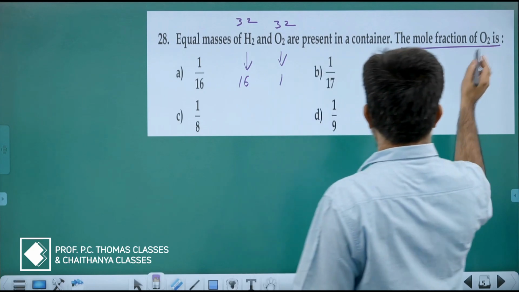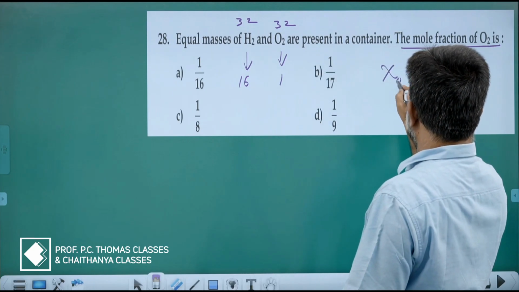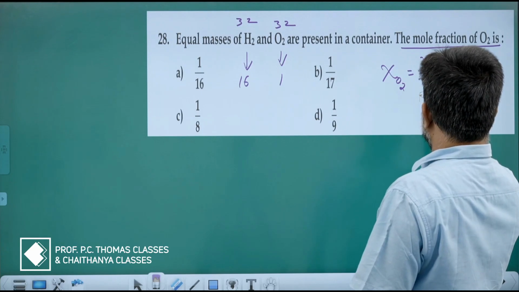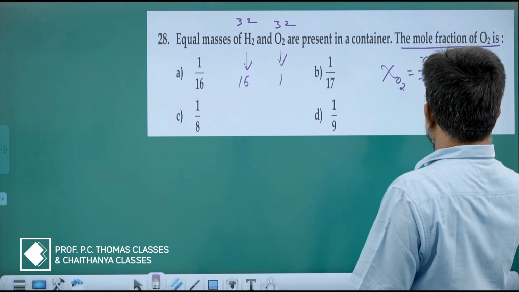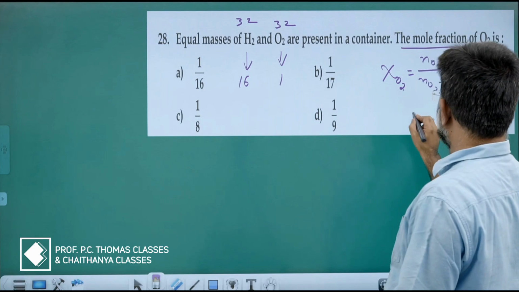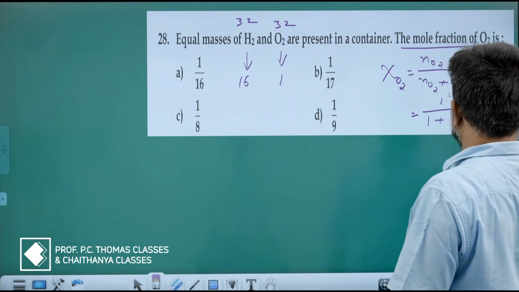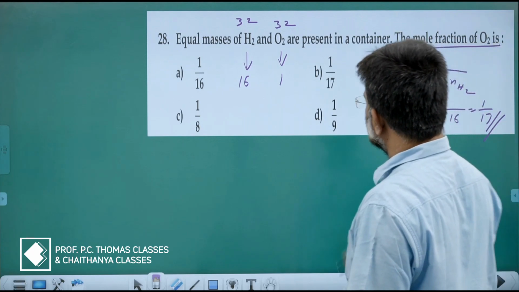We want the mole fraction of oxygen. Mole fraction of oxygen is equal to number of moles of oxygen divided by number of moles of oxygen plus number of moles of hydrogen. So how much is it? 1 divided by 1 plus 16, that is 1 by 17.